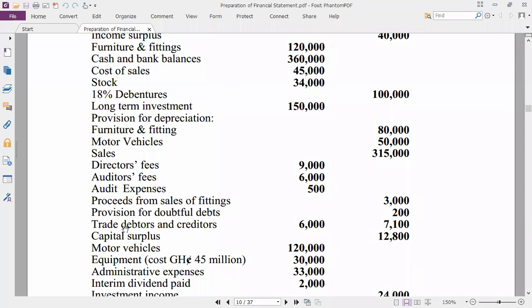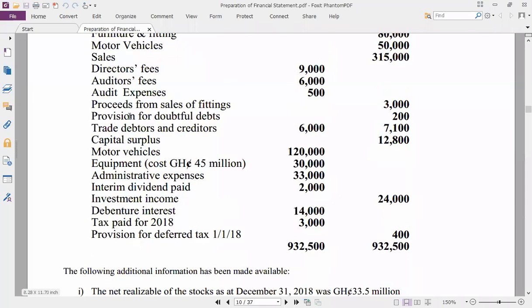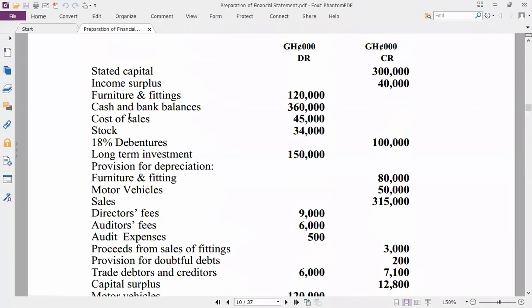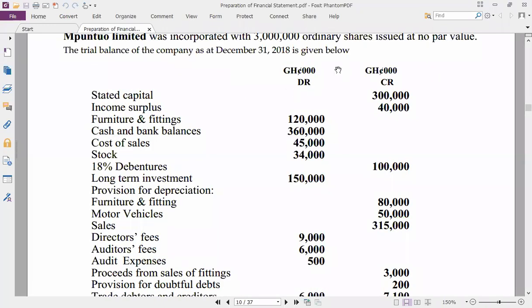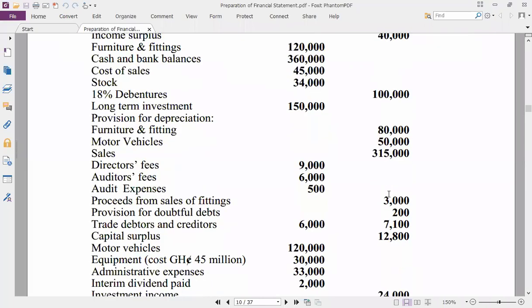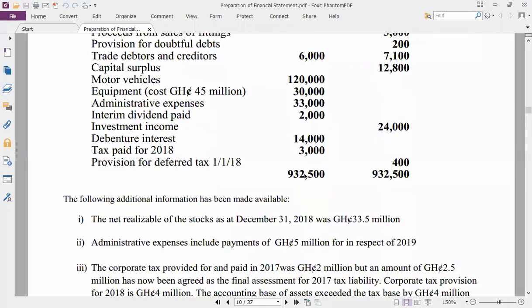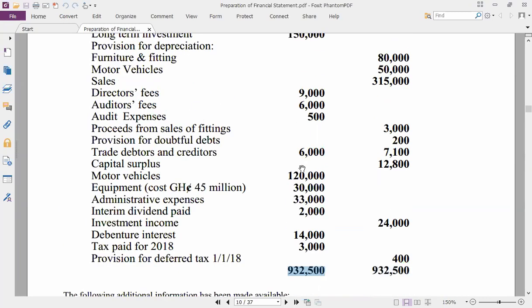So we are only limited to the items in the trial balance. They'll prepare a trial balance for you, and a trial balance must balance. If your trial balance fails to balance, the financial statement too will not balance. So that's one factor to know. Let's start with the game.